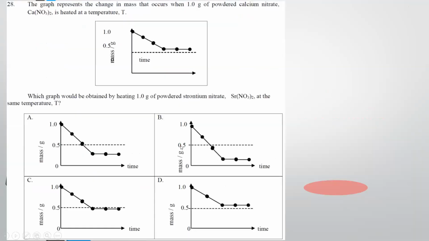Then we go to 28. The graph represents the changes in the mass when 1.0 gram of calcium nitrate is heated to decompose. So when 1.0 gram is heated to decompose, you see from the graph in the first one.